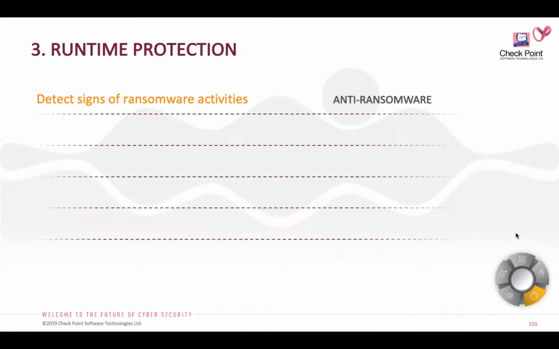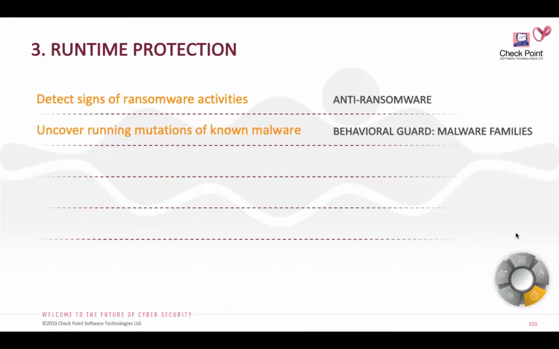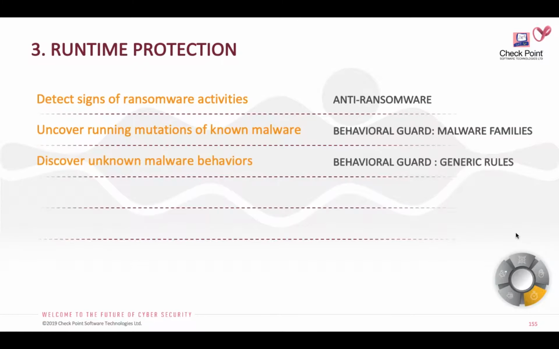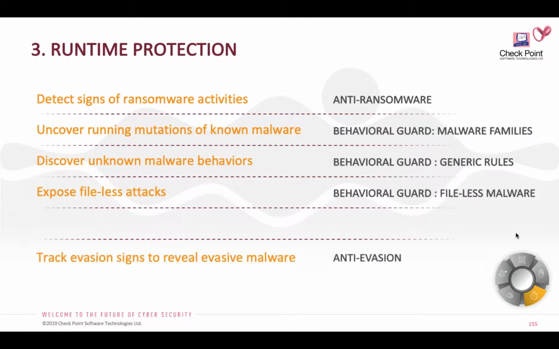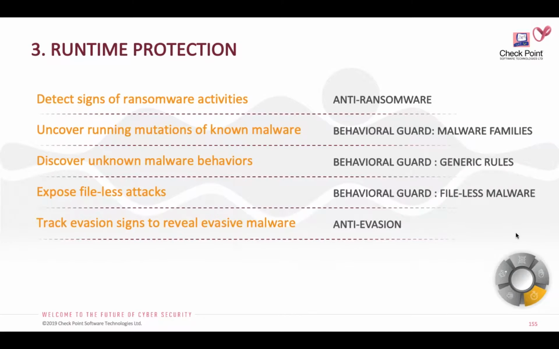So when it comes to runtime protection, it uses the anti-ransomware blade to detect any sign of ransomware activity. This totally depends on your AI/ML module, as in the behavioral analytics engine, that is Behavioral Guard, right? And using Behavioral Guard, it is able to detect all zero-day attacks and all malware of any unknown family. Apart from that, it has generic rules of Behavioral Guard, and fileless malware can also be detected using the Behavioral Guard module. It uses anti-evasion technology to block any sort of attempt being made to evade your firewall measures.